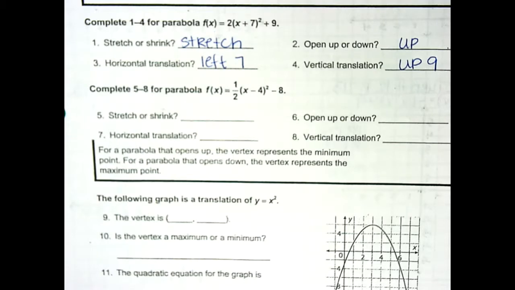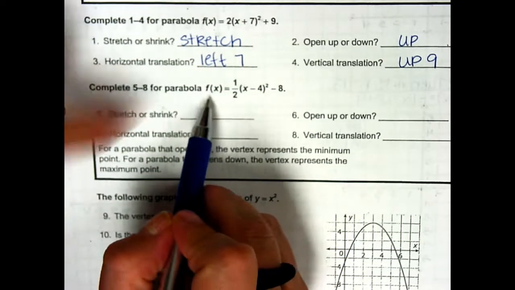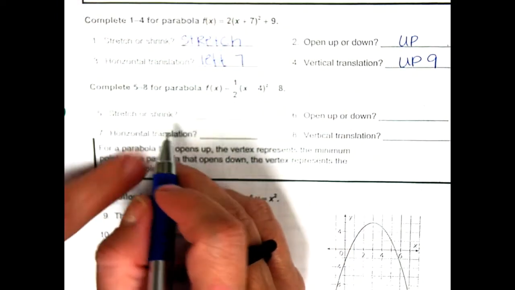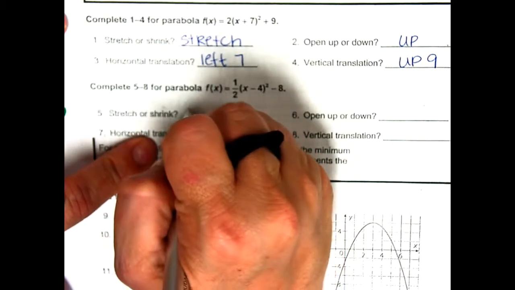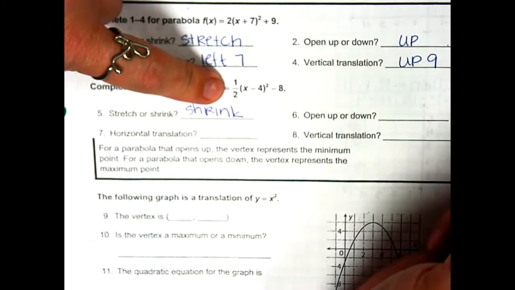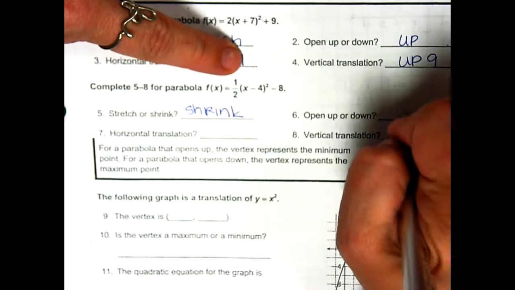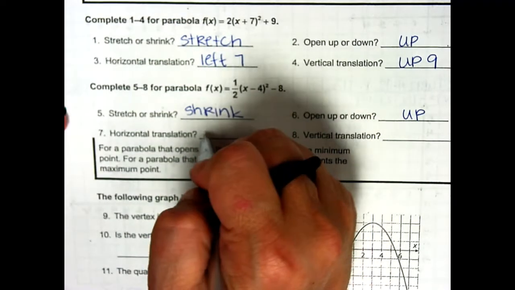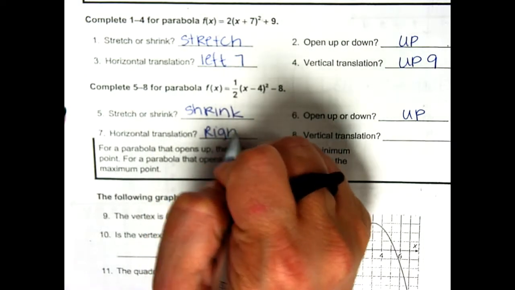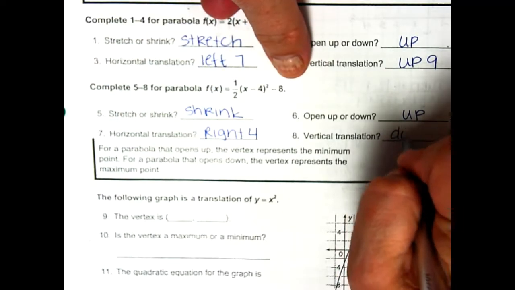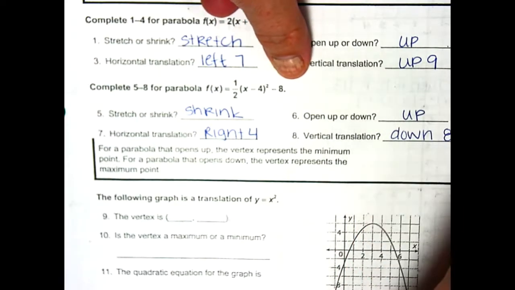We're going to answer the same questions for the next parabola. It's f of x equals 1/2 times (x minus 4) squared plus 8. Stretch or shrink? This one's going to be a shrink because your a term is 1/2. It's going to open up because your a term is positive. The horizontal translation is right 4, and the vertical translation is down 8.